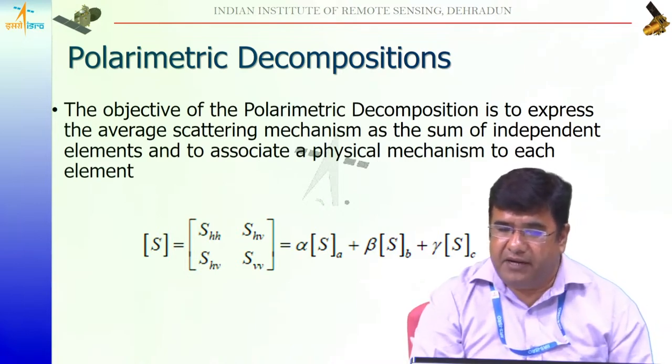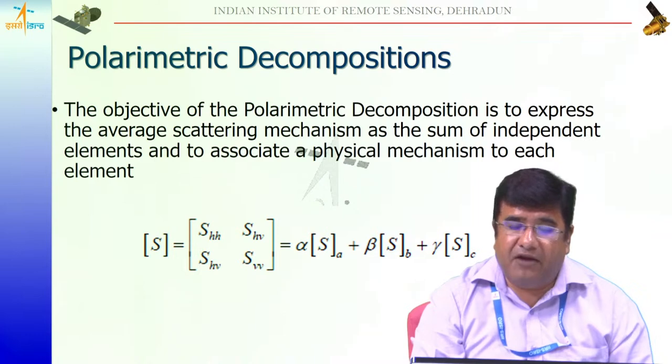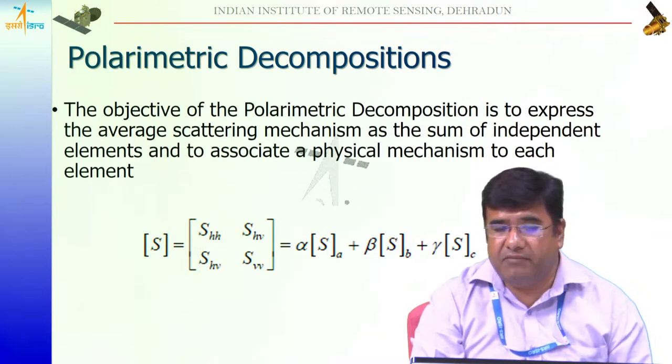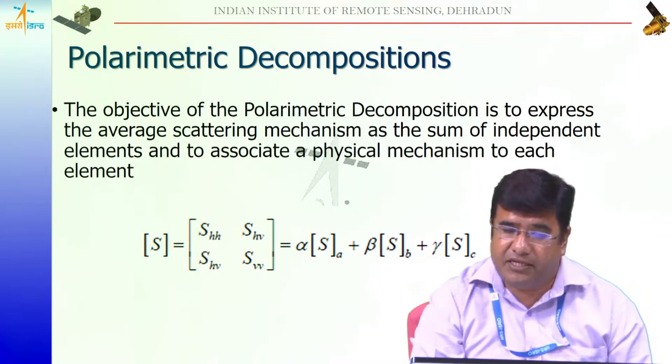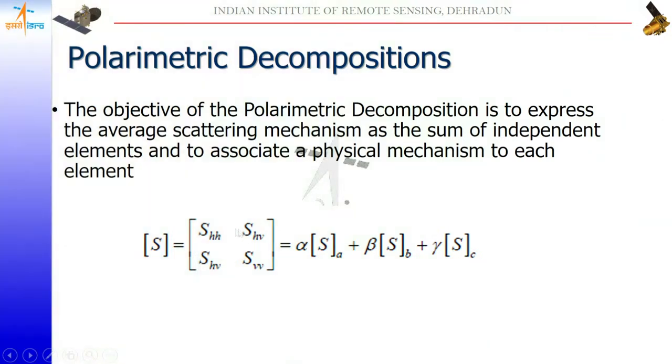Now what is the polarimetric decomposition? The objective of the polarimetric decomposition is to express the average scattering mechanism as the sum of independent elements, to associate a physical mechanism to each element. Like if this is the scattering matrix, what we will do is make 3 scattering matrices of individual elements.